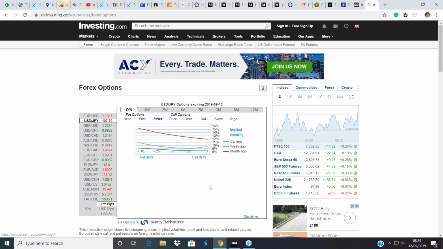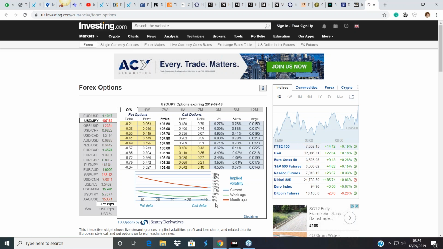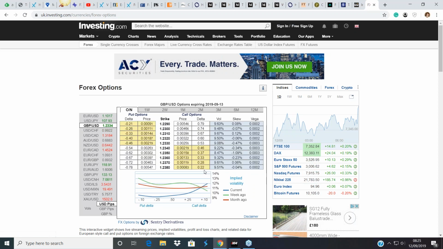So if you look at dollar yen, what is the current? Look at the blue line. Well, it's down on 8. Let's have a look at cable at the moment. What's interesting with cable is the blue line is actually rising. Last week it was falling. Always look at the implied volatility, and just look at the current, and look at the overnight one.